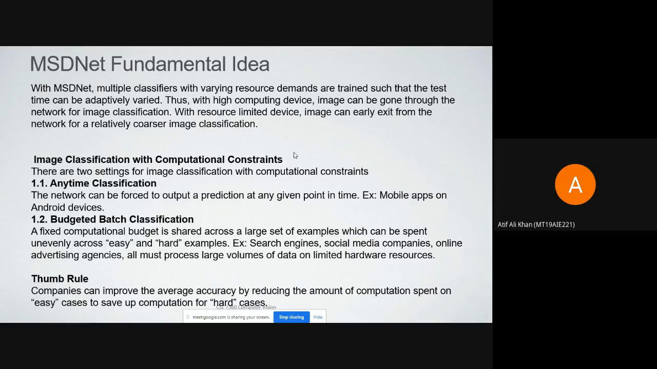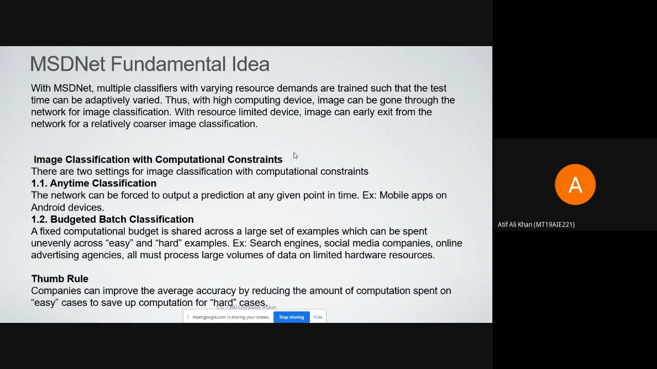An example of anytime classification can be mobile applications on Android devices. Here the network is generally forced on the output of a prediction. On the other hand, an example of budgeted batch classification can be a search engine like iOS-based Safari or Chrome. This can be represented as a one-to-many thing in networking terminology. On the other hand, it can be termed as a fixed computational budget which is shared across a multi-domain or large set of networks.